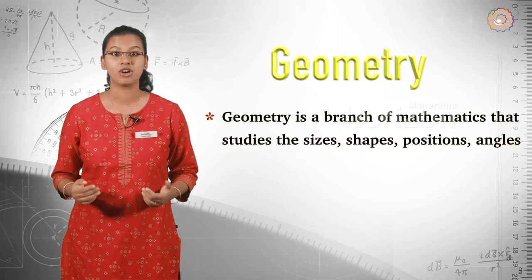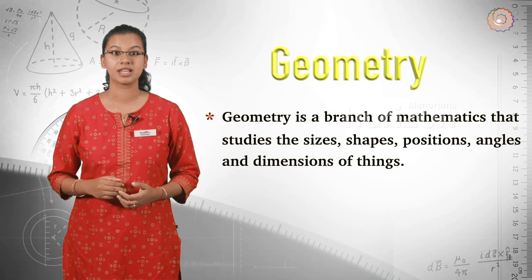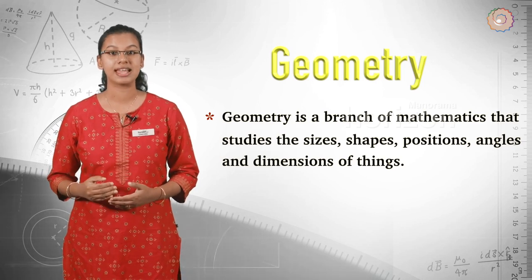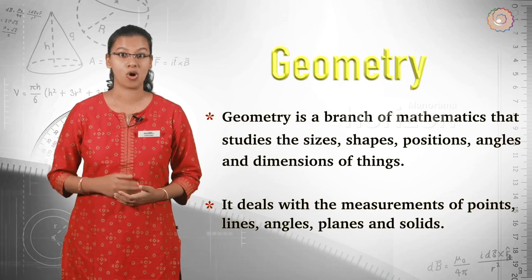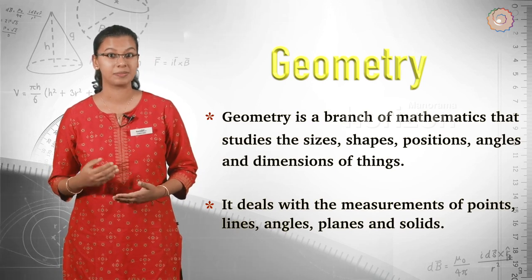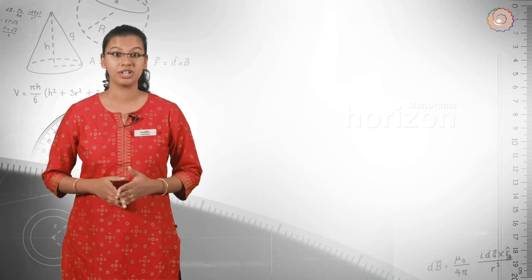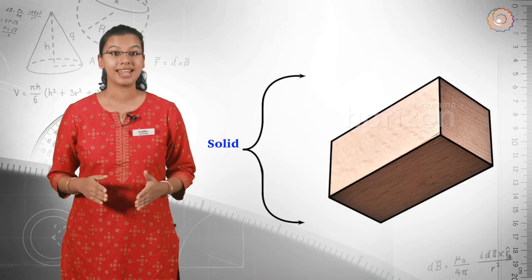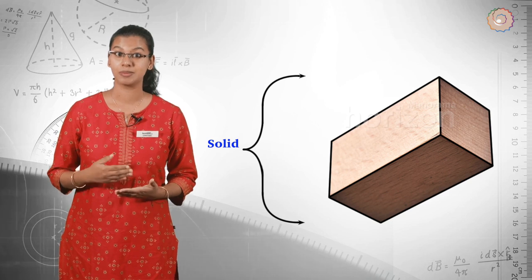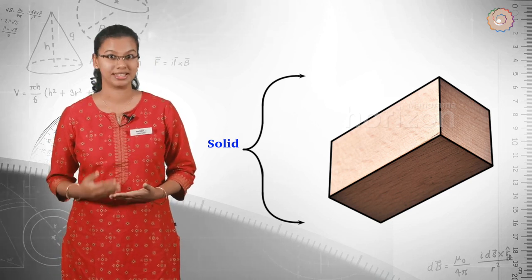Geometry is a branch of mathematics that studies the sizes, shapes, positions, angles and dimensions of things. It deals with the measurements of points, lines, angles, planes and solids. An abstract study of geometry about solids in space is that a solid has shape, size, position and can be moved from one place to another.